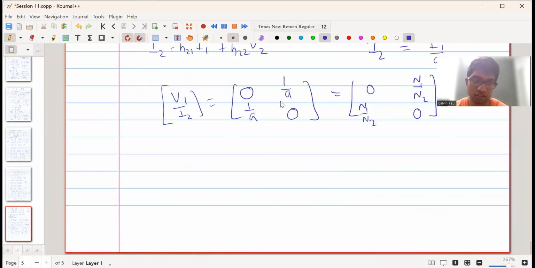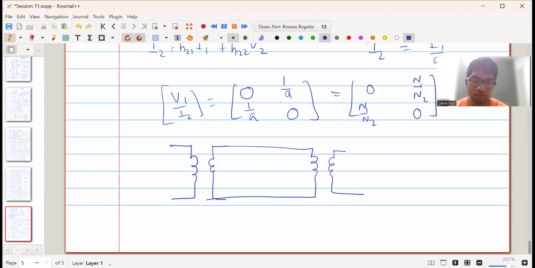Now let us consider a case when there are two transformers which are connected in cascade. One is 1 to A1, one is 1 to A2. This is V1, this is I1. This is Vx, this is Ix. Here again it will be Vx, and this will be V2, and this is the output I2.